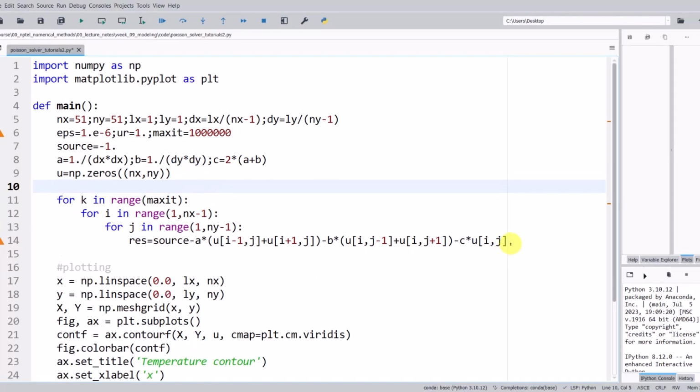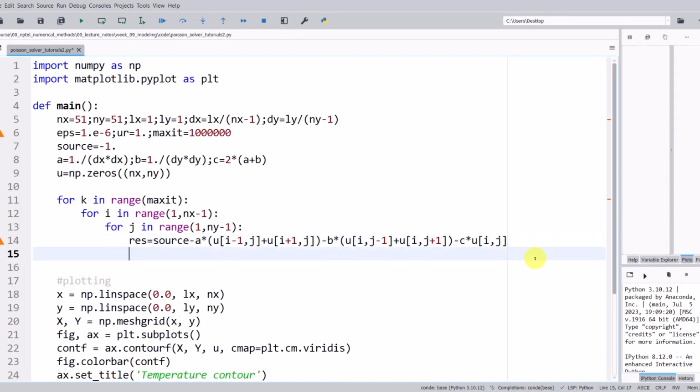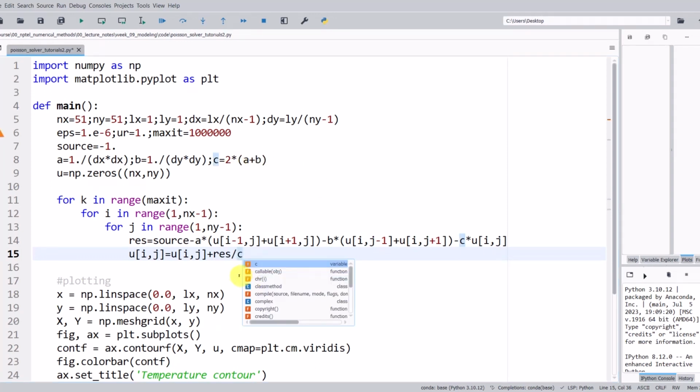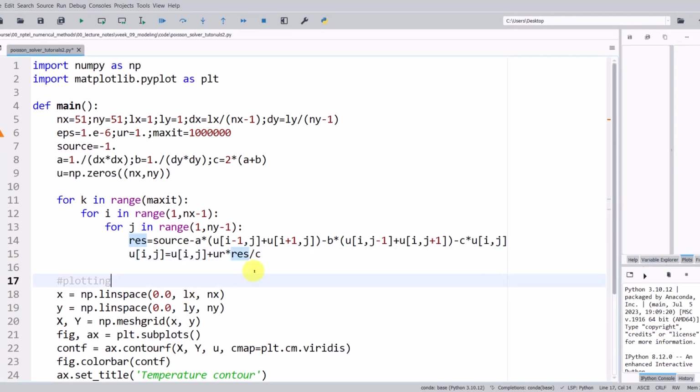So now, how will we update this? This is the residual, and my uij is equal to the last value of uij. So I am not storing two iteration values, I am simply overwriting it, plus this residual divided by this aii, and all aii's are c actually. So residual by this c, and then the under relaxation factor. Although we have taken it as 1, we can change it later. This gives my new u.